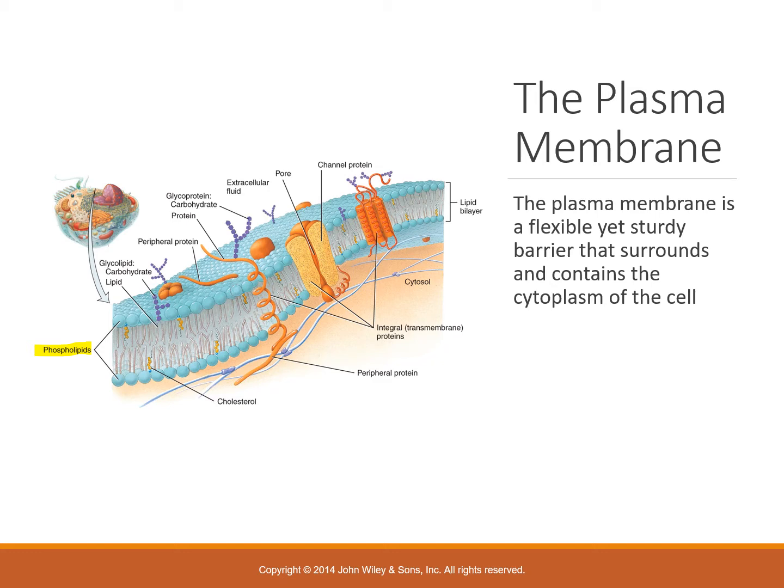of a dual layer of phospholipids. You have an exterior layer and an interior layer. And this occurs because these phospholipids are amphipathic. Remember that amphipathic means that they have both polar and nonpolar parts.